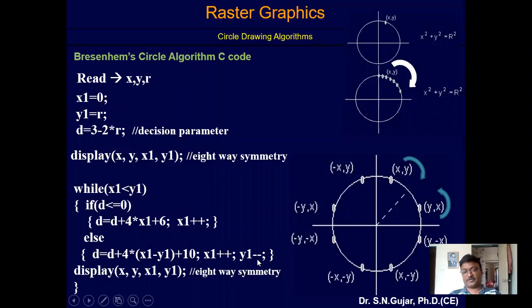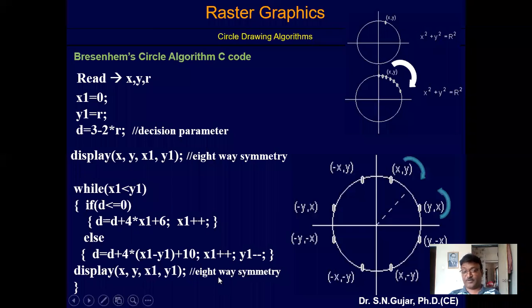and y1 minus minus, and then that you have to pass in the display function. So here I have completed my if condition. See, if opening curly bracket, closing curly bracket, else opening curly bracket, closing curly bracket. Okay, and in the while loop at the end you have to type this display function again.